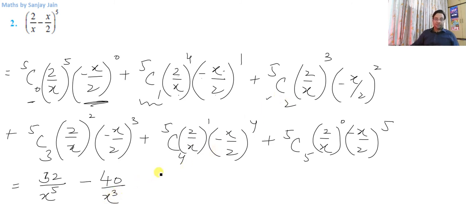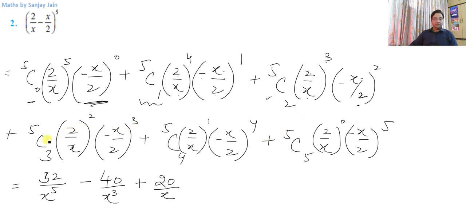Look at this term. This is 10. This is 8. 10 into 8 is 80 by 4. So 20. Or you can think about it like this. This is 2 raised to power 2 in the denominator. This is 2 raised to power 3. So it will be 2 left here. And 5C2 is 10. So 10 into 2 is 20. Plus 20. And what will be the power of x? This is x square in the numerator, x cube in the denominator. So I'll have x in the denominator.